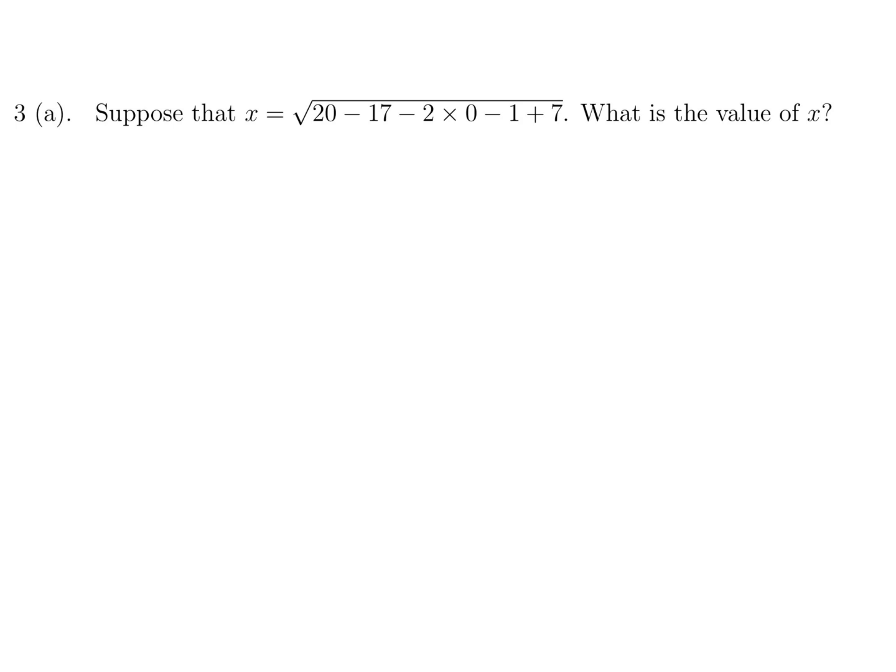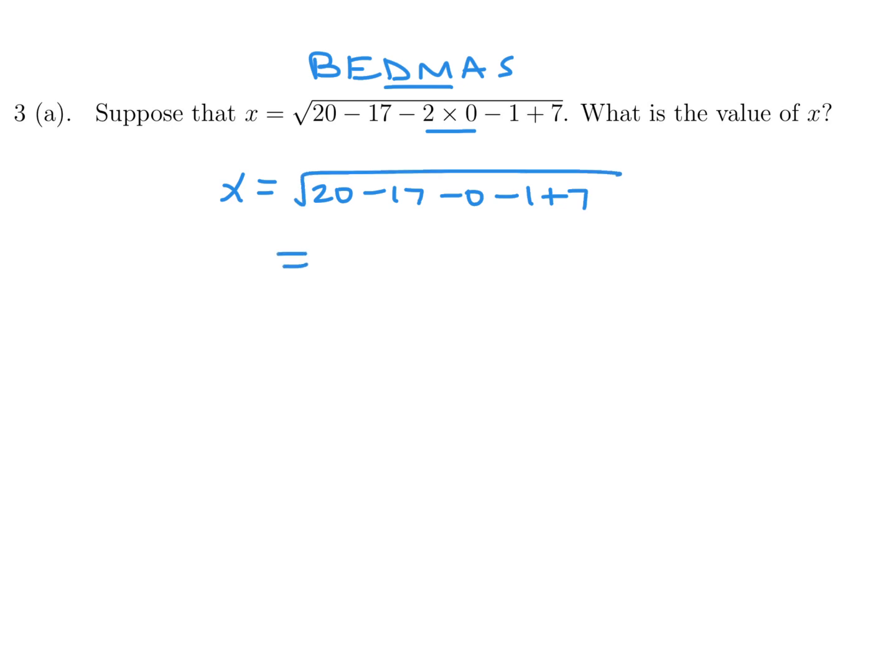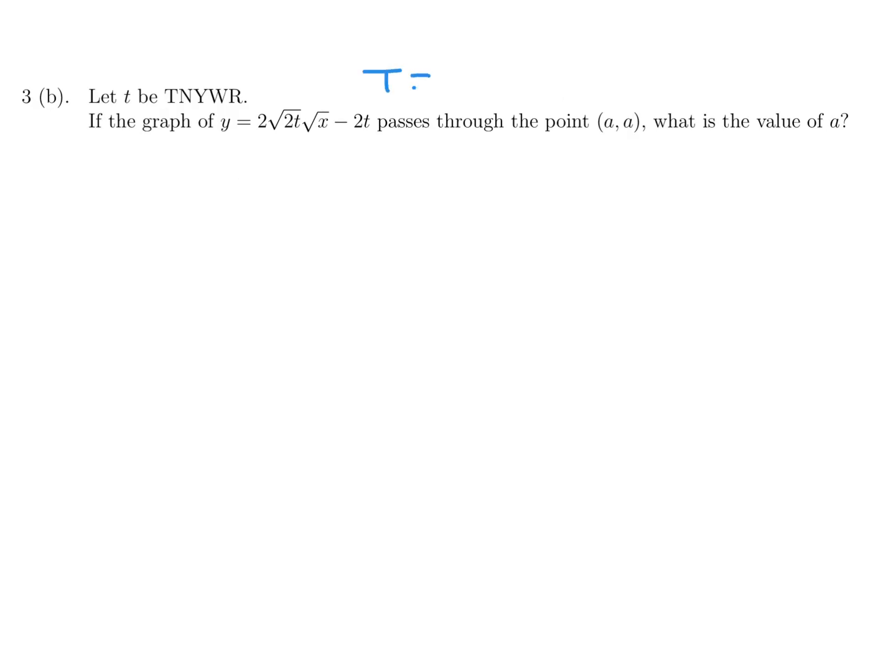Suppose that x is equal to the square root of that whole thing. All right, again, they're just testing out BEDMAS. So we got to do the division and multiplication first, and the only one in there is that one. So 20 minus 17 minus 0 minus 1 plus 17. And then under the square root sign is a 9. And therefore the square root of 9 is 3. T is 3.